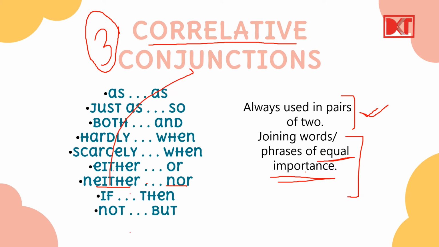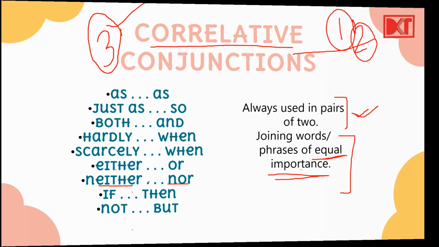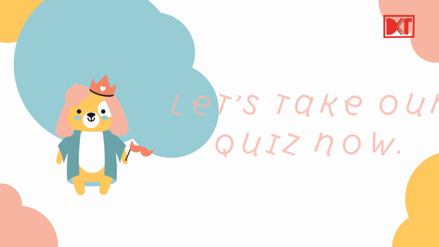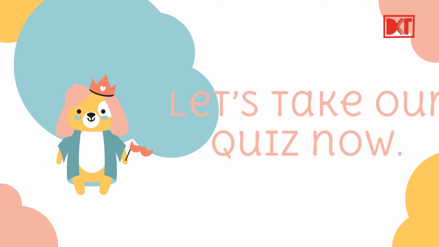These are the three categories of conjunctions that we have done. सबसे पहला हमने क्या किया था? First one was the coordinating conjunctions. Second one was the subordinating conjunctions. And the third one is this correlative conjunctions. Right? तो हमने conjunctions पढ़ लिए.